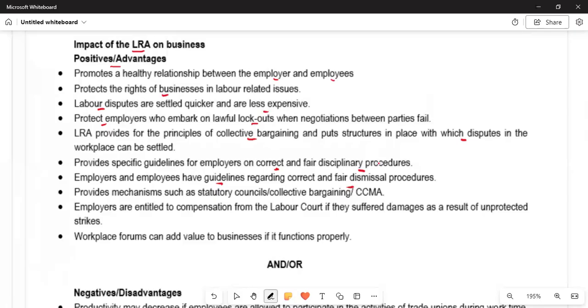And then let us talk about the provision of mechanisms such as the Statutory Council for Collective Bargaining or CCMA. This is the board that is appointed to regulate. When we are saying regulation, we are saying to control. And then we are talking about how employers are entitled to compensation for the result of an unprotected strike.